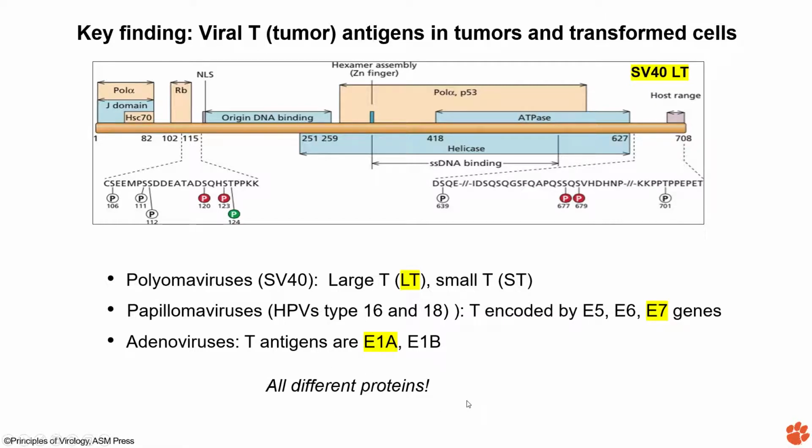All are different proteins. So what are the tumor antigens in some of these? Just remember that polyoma has the LT, E7 in papillomavirus, E1A in your adenovirus. These are the ones which are the key.